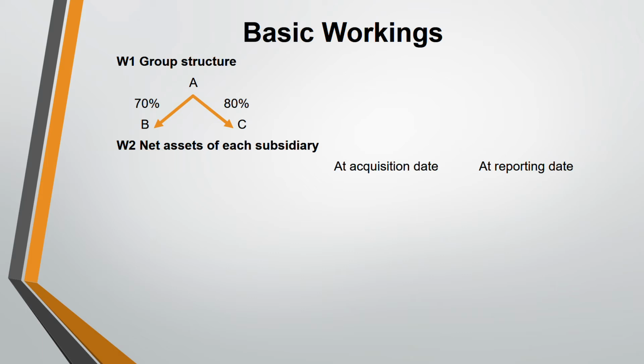So the first column will be your description. Second, at acquisition date. Third, at reporting date. Don't forget this. Then you have to write the dollar sign, dropping 3 zeros, so in thousands. Start with equity share capital. This equity share capital will be of the subsidiary, because now we are dealing with the net assets of the subsidiary. And the subsidiary's share capital will not change. It will remain the same both at acquisition date and at reporting date.